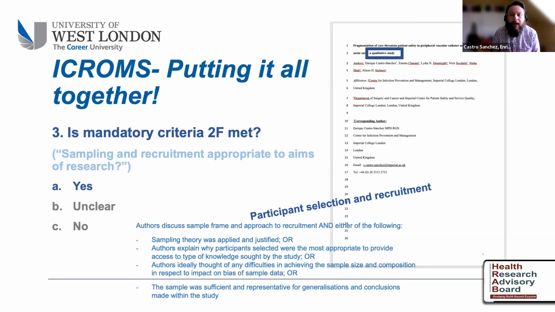So, people had to do one definite thing, discuss the sample frame and approach, and they could do a few other things. And all that information, if you have a look at the participant selection and recruitment, you've got it there. And because all those items were there, or the necessary items were there, then we can say that this criterion was met, and that's a yes, and that's 2 points.